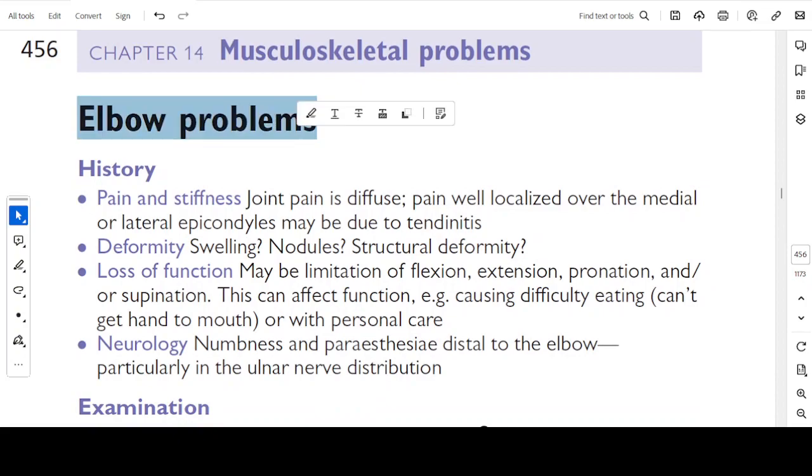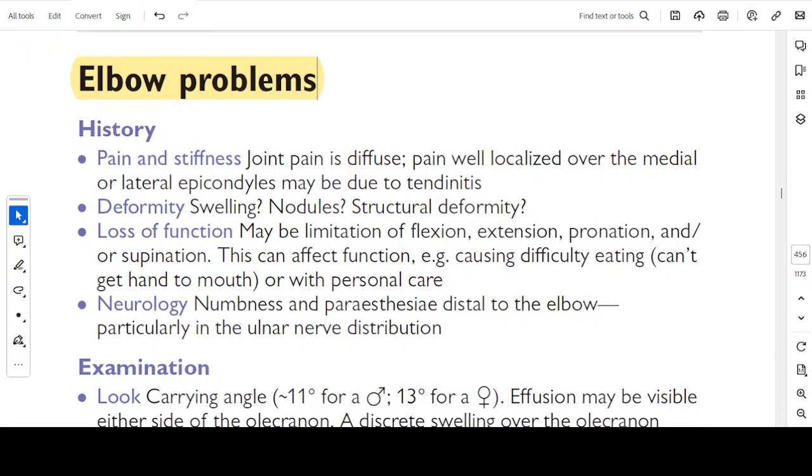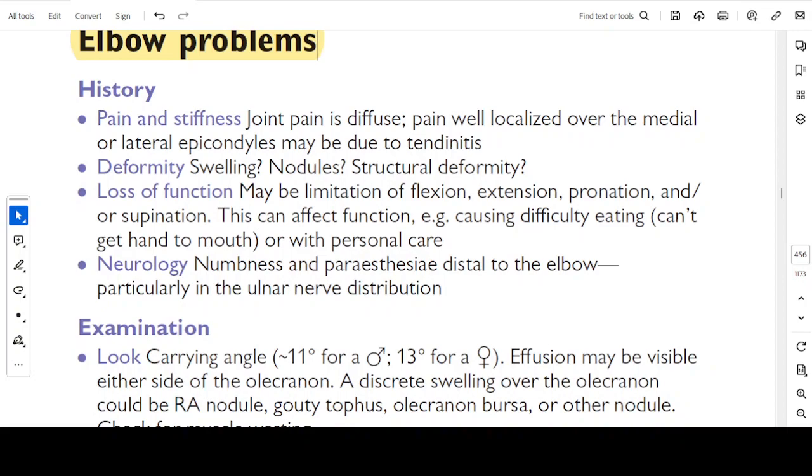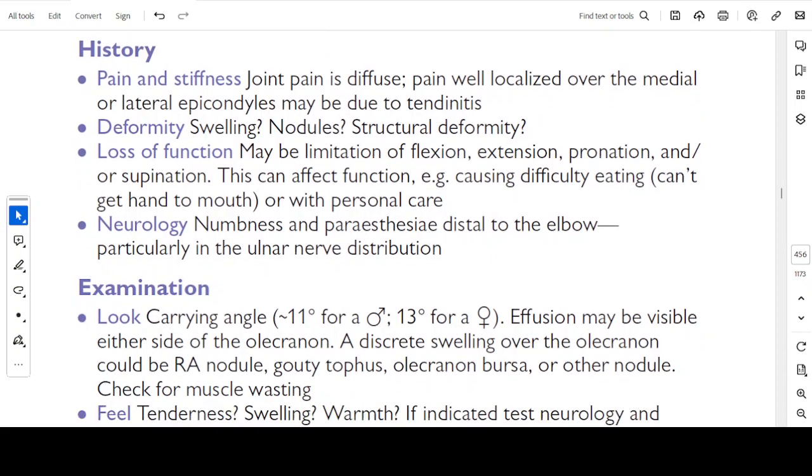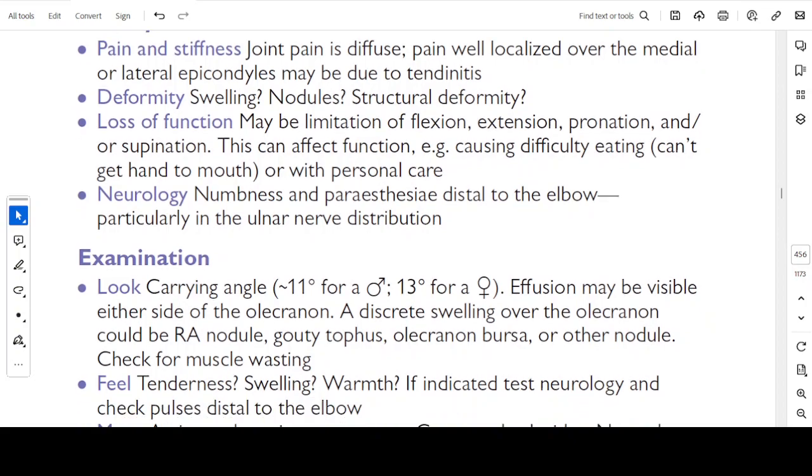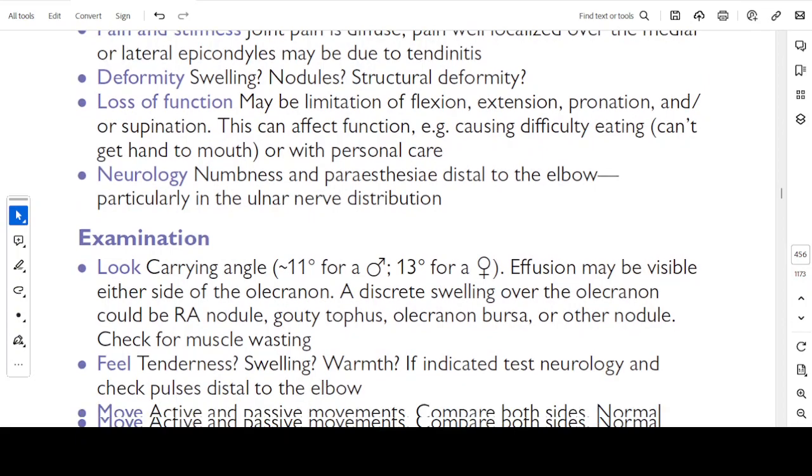Elbow problems. History. Pain and stiffness. Joint pain is diffuse; pain well localized over the medial or lateral epicondyles may be due to tendinitis. Deformity. Is there swelling? Are there nodules? Is there a structural deformity? Loss of function. May be limitation of flexion, extension, pronation or supination. This can affect function, causing difficulty in eating, can't get the hand to the mouth, or with personal care. Neurology. Numbness and paresthesia distal to the elbow, particularly in the ulnar nerve distribution.